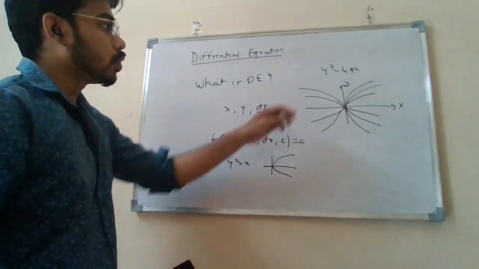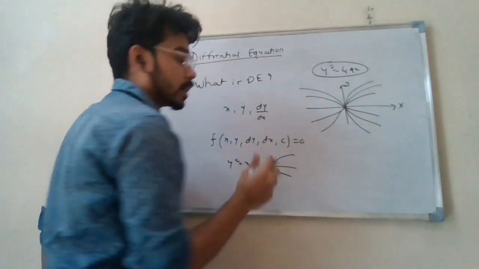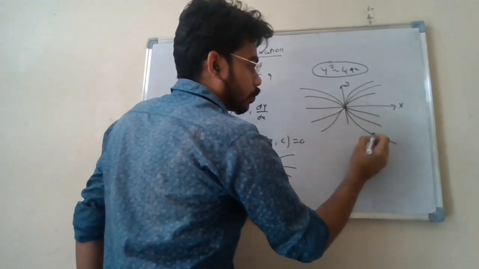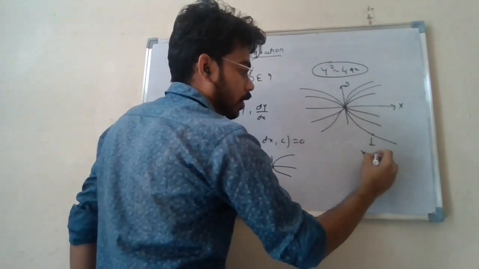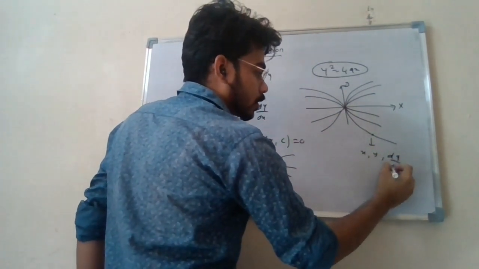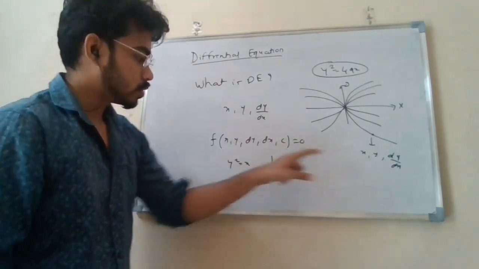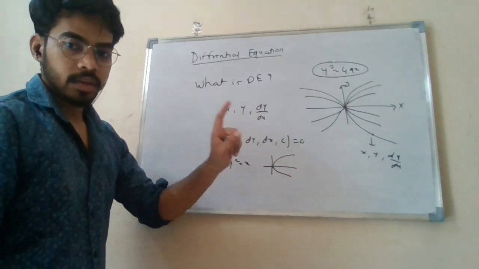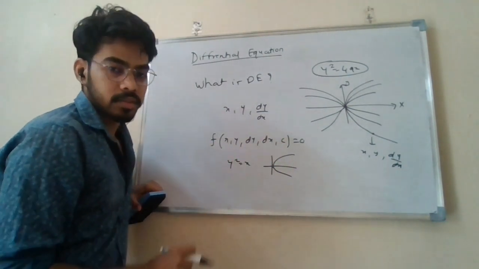So we have to find a differential equation for this family of parabolas in such a way that if we choose any point on this curve and find the value of x here, the value of y here, and the value of its derivative, and put these values in this differential equation, then it satisfies the differential equation. That is the main concept of the differential equation.